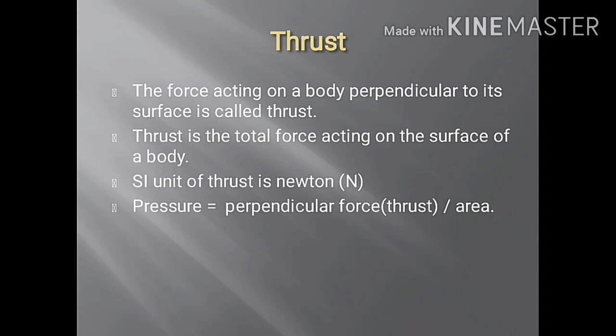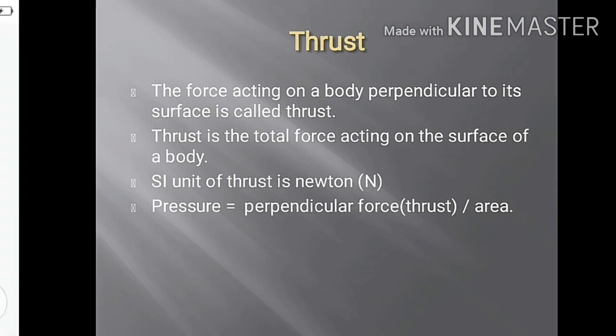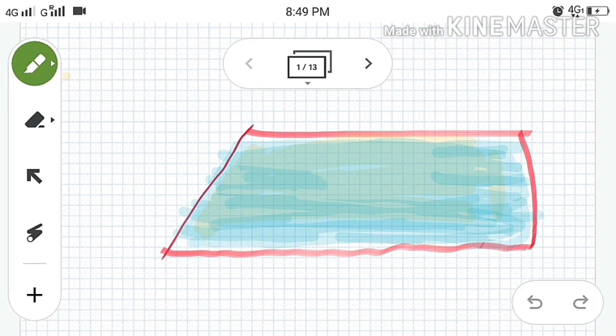Thrust is the total force acting on the surface of the body which is perpendicular to its surface. The SI unit of thrust is Newton, similar to force. And we all know the formula for pressure. What is it, children? It is force by area. But if we talk about thrust, then how do we define pressure? Its formula is given as pressure is equal to perpendicular force, which is thrust, divided by the area on which this perpendicular force acts.